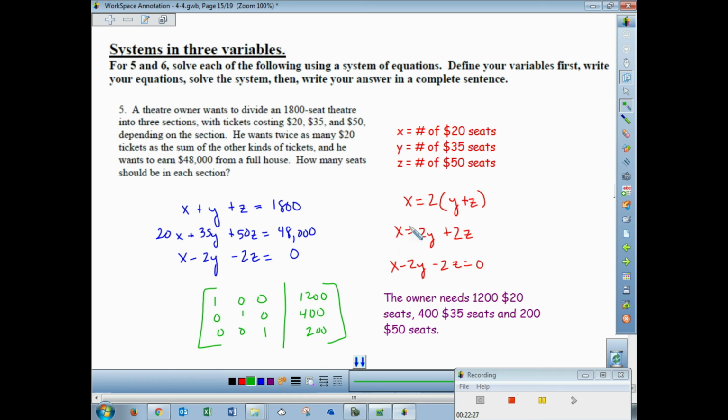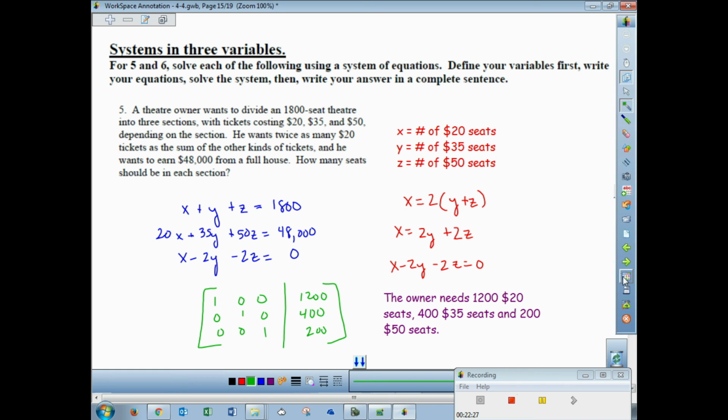And then to translate it, I'm answering in a complete sentence. They're talking about the theater owner. So the owner needs 1,220 seats, 435 seats, and 250 seats in that situation, because that's what this is: X equals, Y equals, Z equals in this situation.